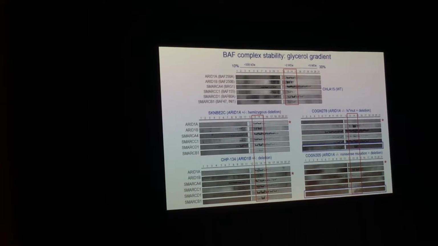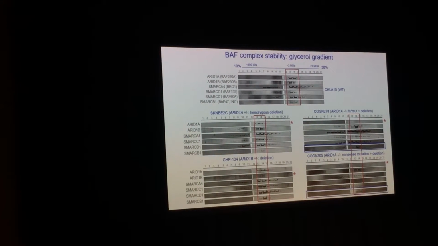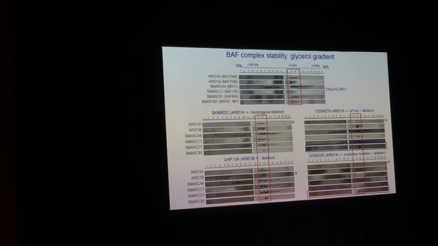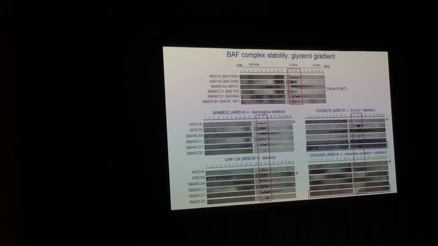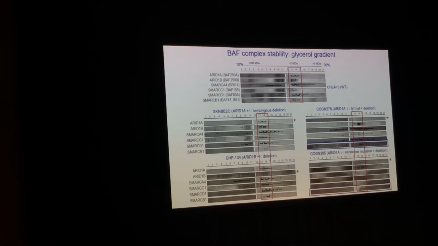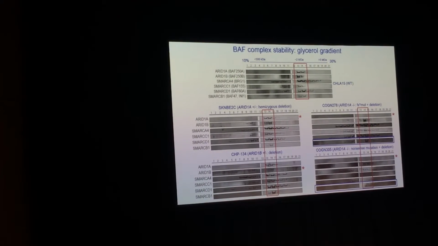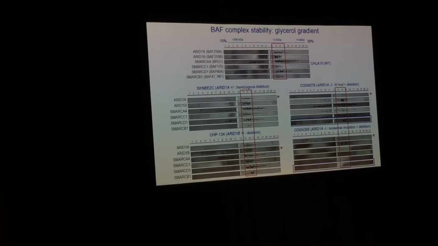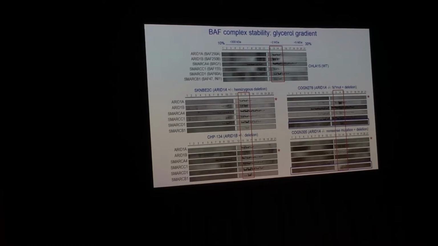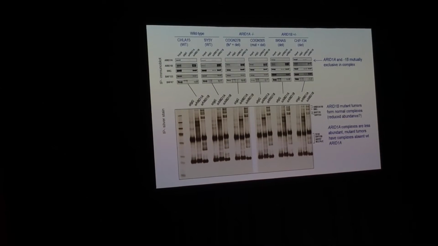If you are ARID1A homozygous inactivated, I'm showing two examples here, you again surprisingly create most of what looks like a normal complex. You get some shifting to lower molecular weights because you're missing a 250 kilodalton member, but except for the absence of ARID1A, you can continue to put the core complex together.